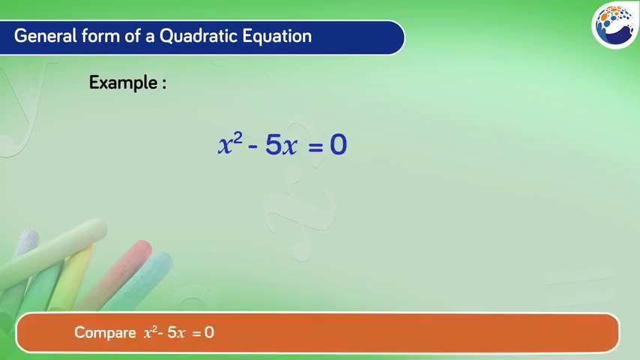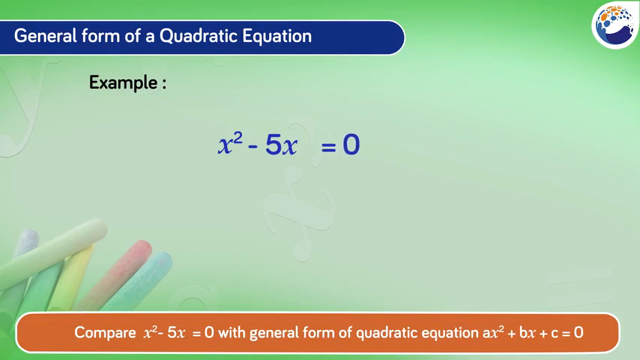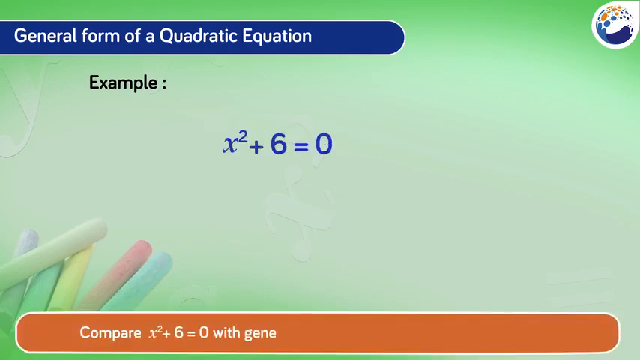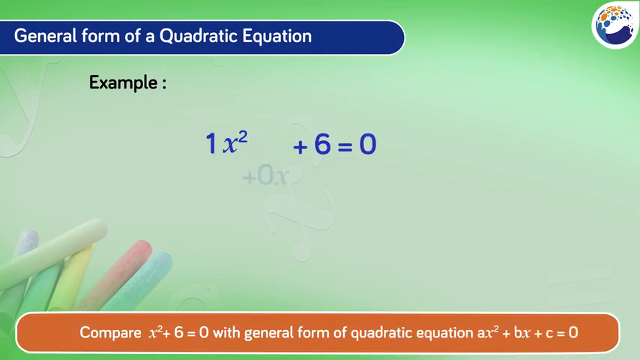Here, the third term c is missing. We can write the given equation as x square minus 5x plus 0 is equal to 0. On comparing with ax square plus bx plus c is equal to 0, we get a is equal to 1, b is equal to minus 5 and c is equal to 0. This is a quadratic equation where b is equal to 0.